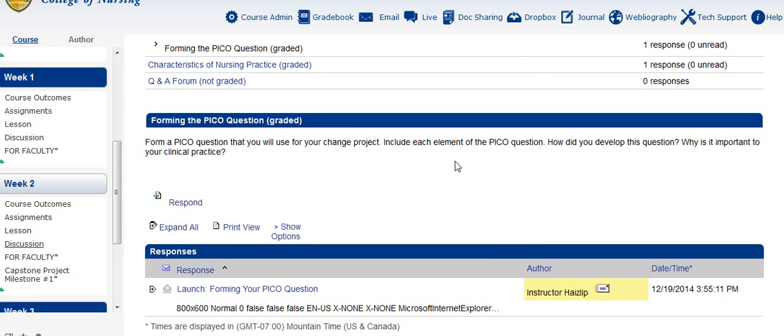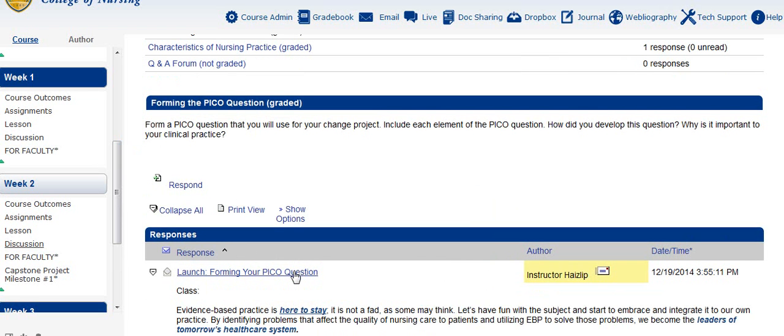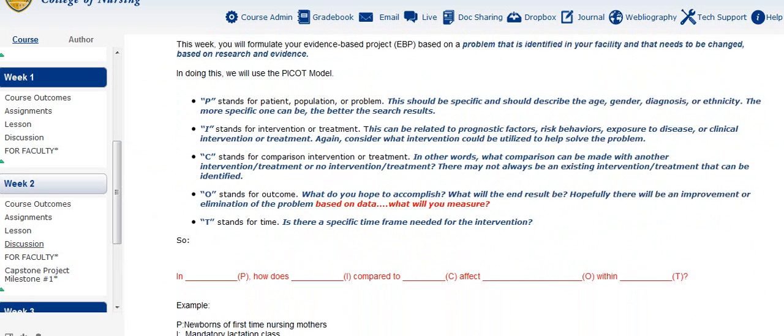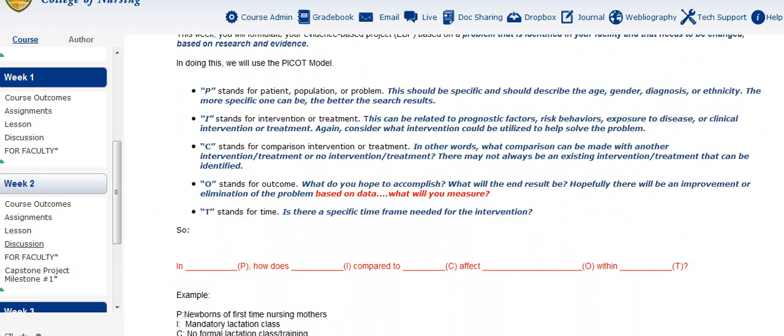Okay, let's go back here to now launching your PICO question. Basically, you're going to be looking at a problem that exists within your unit or within the facility that you are working. P stands for patient or population or problem. The I stands for the intervention or the treatment that you want to implement based on best practice. The C stands for the status quo or the comparison or what you're currently doing, and the O stands for the outcome.